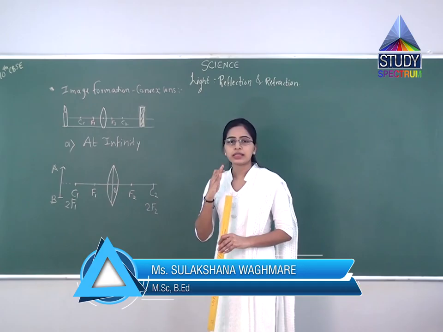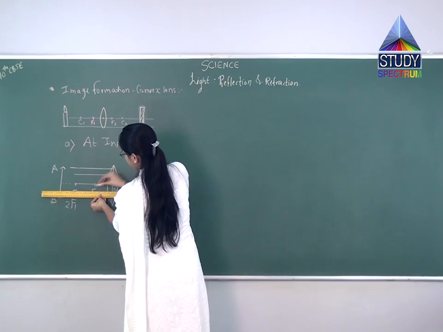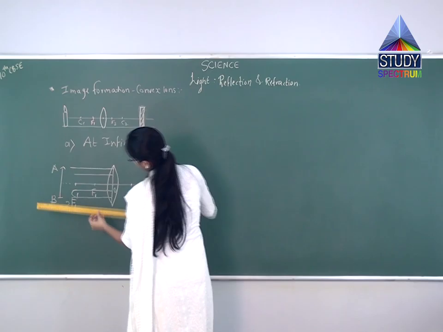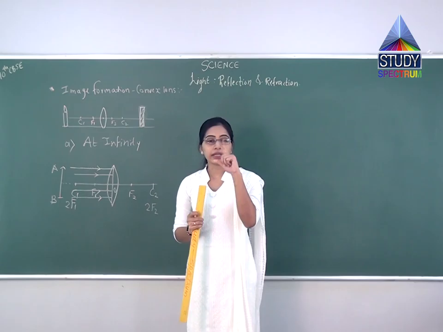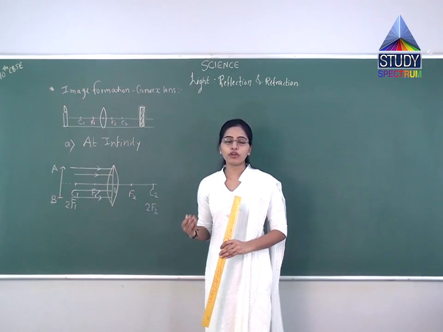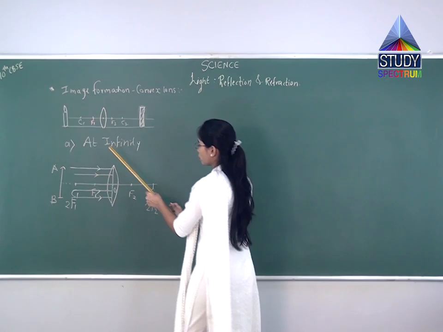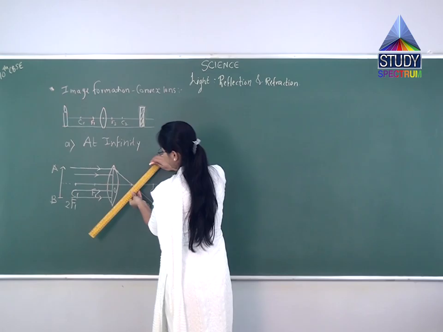Suppose the rays passing through the object are incident on the lens parallel to the principal axis, like this. Then you must remember the ray diagram. When the incident rays travel parallel to the principal axis, they all converge at a single point, that is the focus of the lens. So all the rays will pass through the focus which lies on the opposite side of the incident rays, like this.